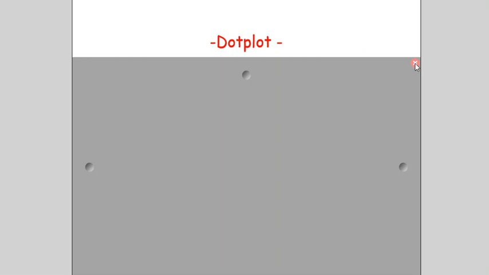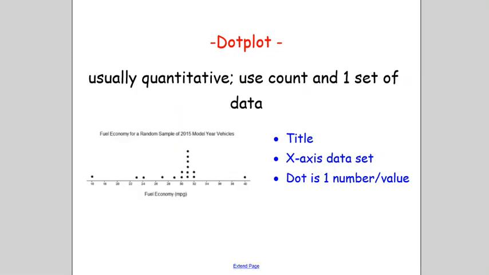Dot plot. Dot plot is usually quantitative data. You're going to use a count, and you're going to use one set of data. Notice that there are numbers on the x-axis. So instead of the colors of the frog, there are numbers on the x-axis.